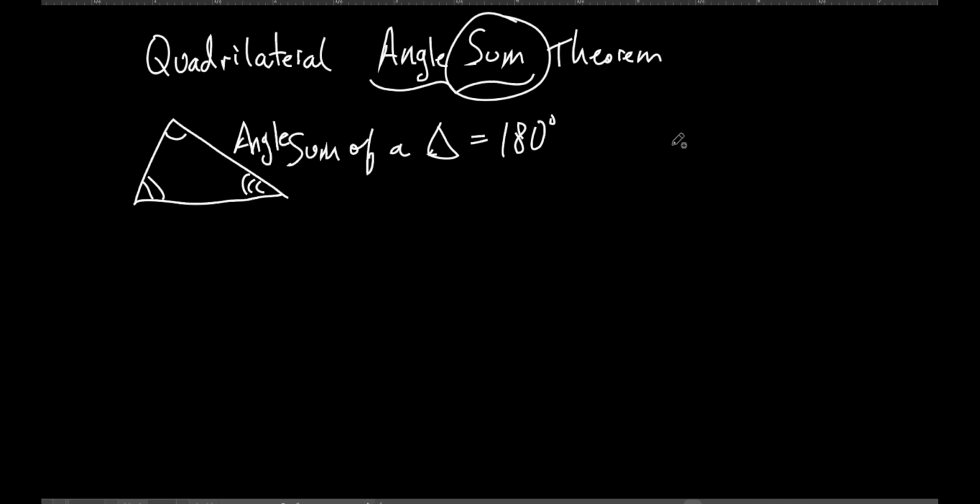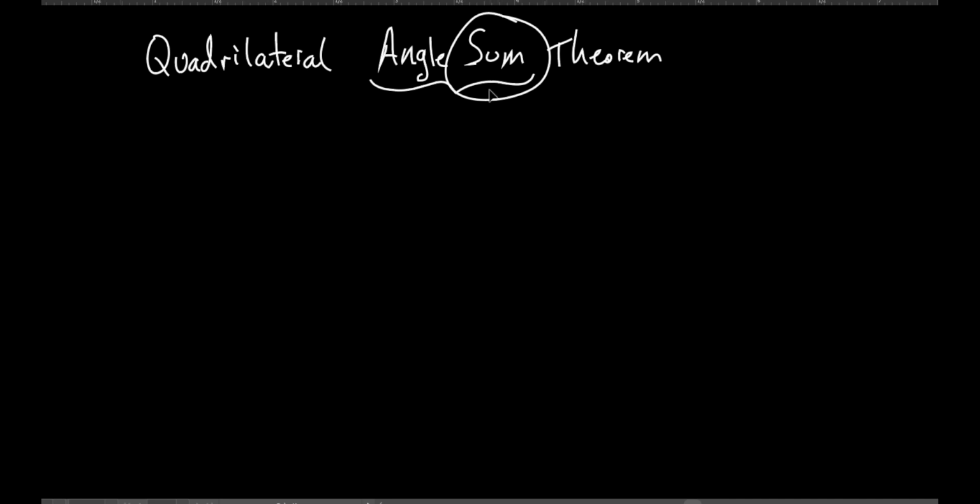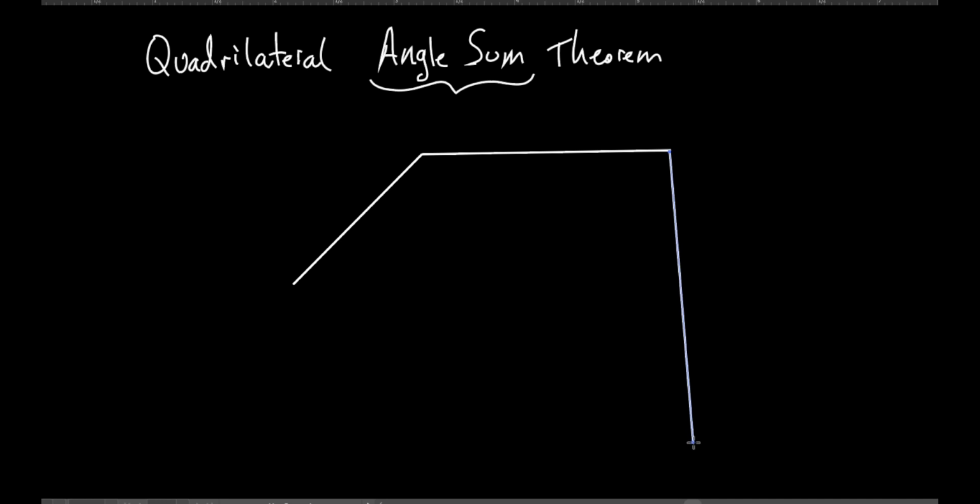But that's not what this lesson is talking about. This is not the triangle angle sum theorem. It's the quadrilateral angle sum. So what I'm going to do is draw any old quadrilateral. It's not going to be a special one. It's not going to be a rectangle. It's not going to be a square. It's just going to be some random looking four-sided figure. Okay?